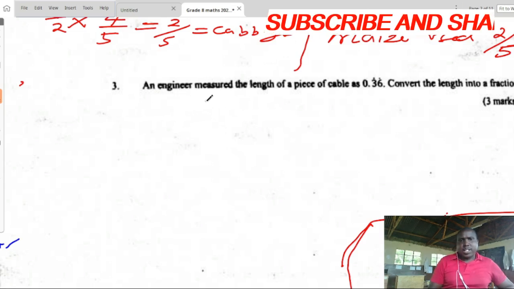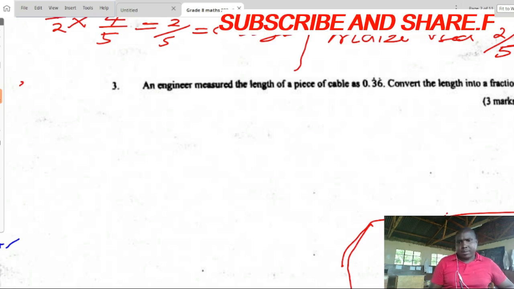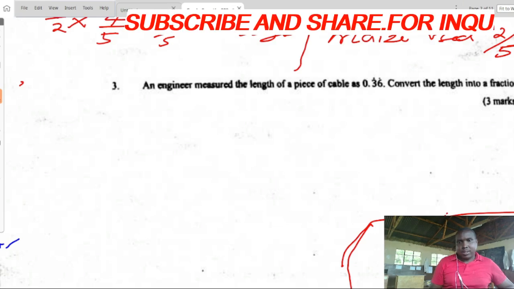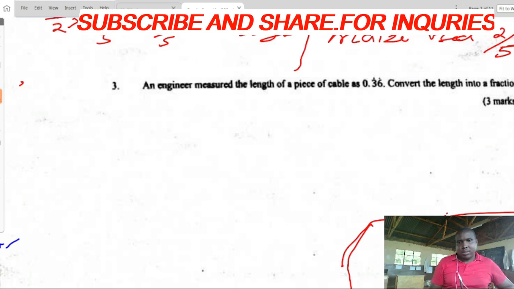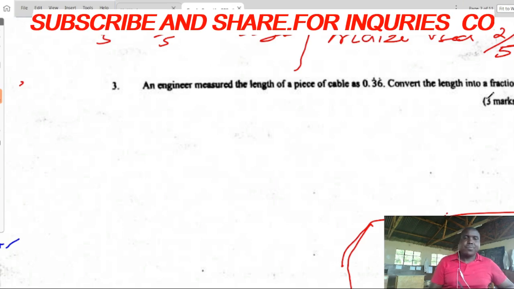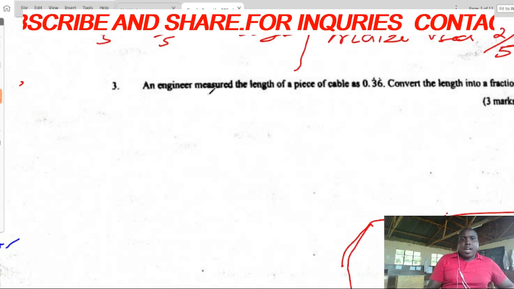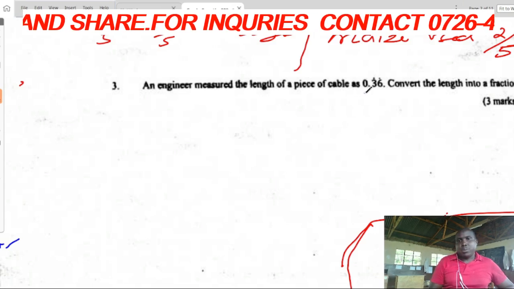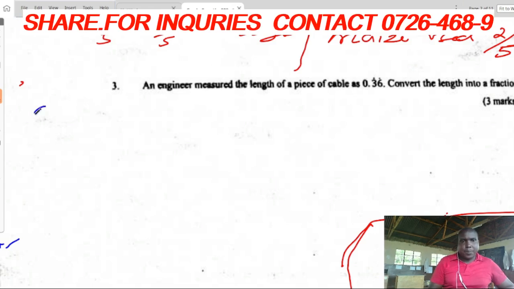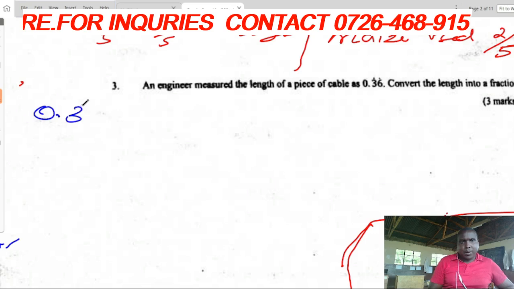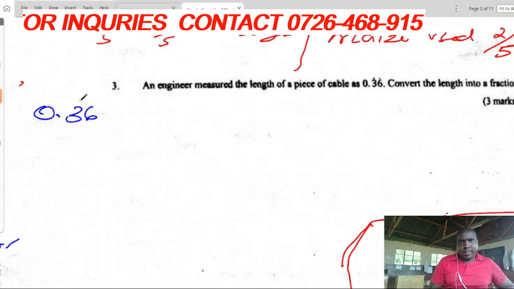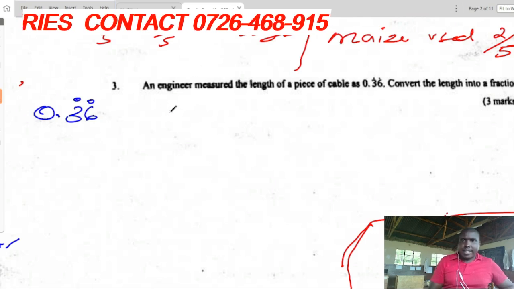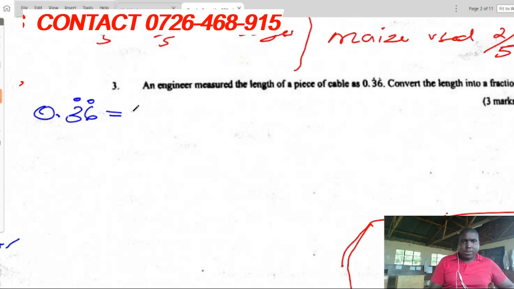An engineer measured the length of a piece of cable to be 0.3636 repeating. Convert the length into a fraction. So let's convert this one to a fraction.